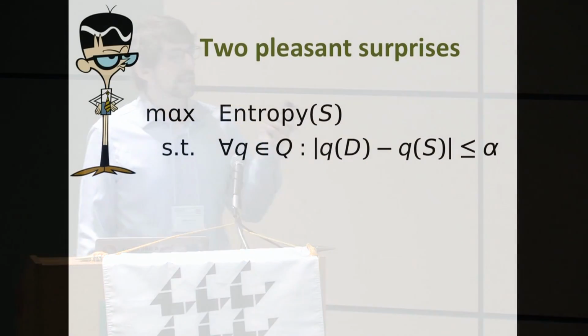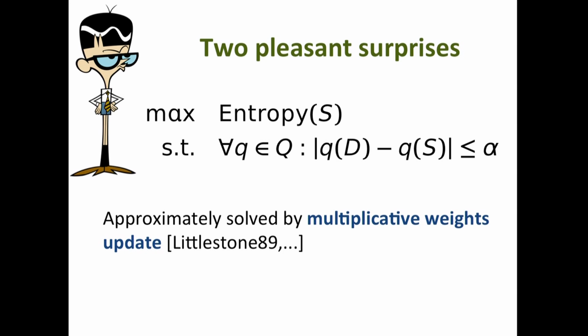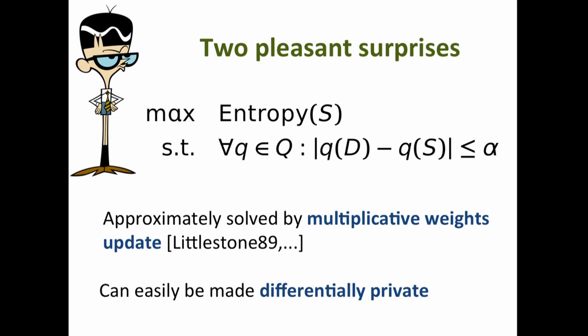And there are actually two pleasant surprises just about this very simple optimization problem. The first surprise is that you can approximately solve this using a well-known learning algorithm known as the multiplicative weights update rule. So you can solve this effectively. And moreover, you can actually make it differentially private rather easily. Okay? And it'll actually give great accuracy bounds. So what we did is we sort of derived from scratch, using just intuition, an optimization problem that will give us quite a lot of mileage in the end.